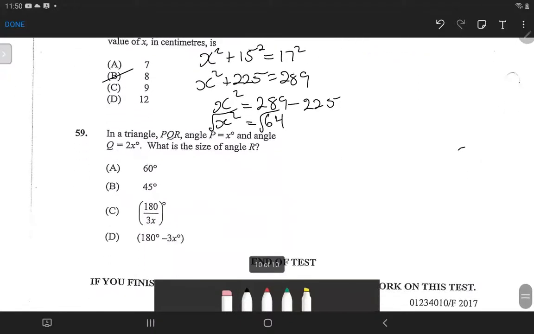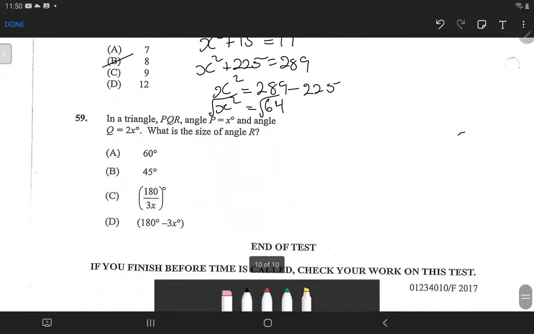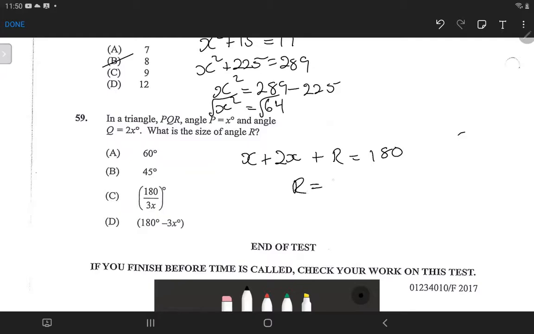And finally, in a triangle PQR, angle P equals x degrees and angle Q equals 2x. What is the size of angle R? So far we have x plus 2x plus some angle R should give us 180 degrees. So R should be 180 degrees minus 3x degrees, which is D.